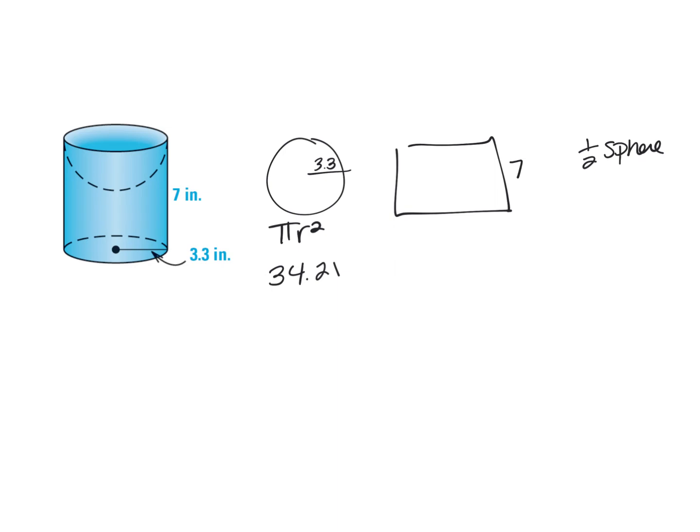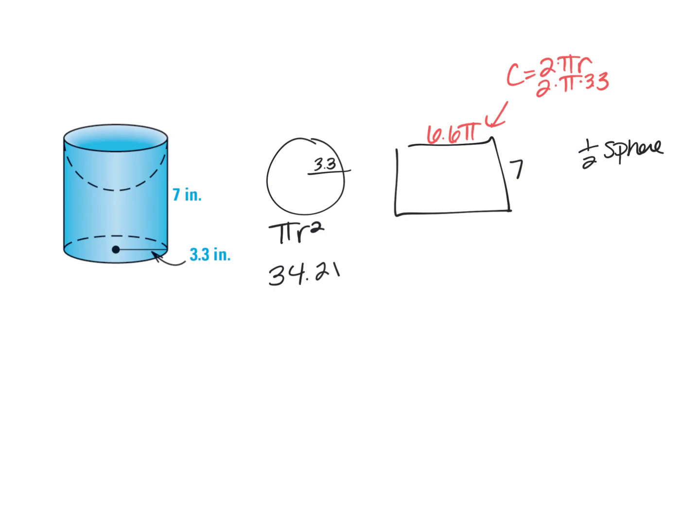Okay, now we need to do the rectangle. So this has got to be 7. We need to do a little investigating to figure out what that top side is. So we've got to use that circumference, 2 pi r. So 2 times pi times 3.3 would give you 6.6 pi.